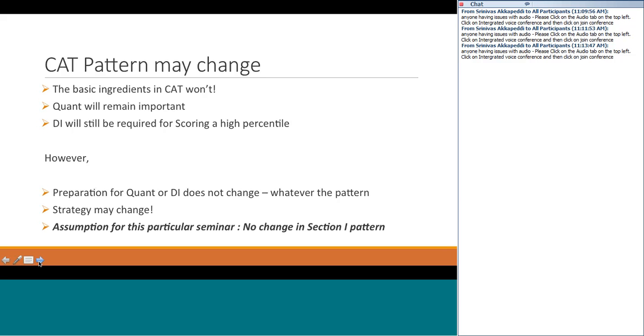On July 26th, that is about a month from today, we will get to know the actual pattern of the exam. But you can't wait till July 26th to start your preparation. So I am going to take up this seminar with the assumption that there is no change in the section 1 pattern of the CAT paper. If there is a change, we can do a little tinkering somewhere around the end of July, so that if we need to tinker with the strategy of writing the exam, we can do that. Okay, so that's the plan for today.